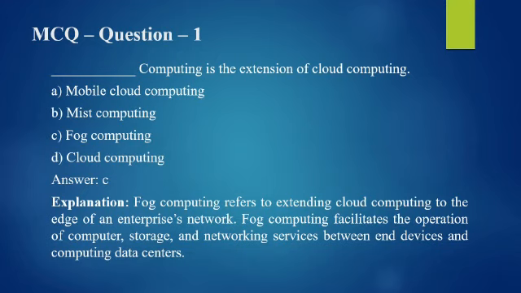Finally, we move to the questions. There are 3 questions. The type is MCQ. The first one is, dash computing is the extension of cloud computing. From the beginning I said fog computing is the extension of cloud computing. For example, fog computing refers to extending cloud computing to the edge of an enterprise network. Fog computing facilitates the operation of compute, storage and network services between any device and computing data centers.